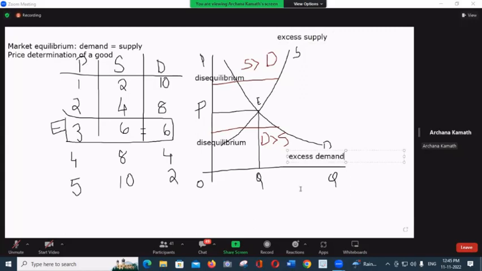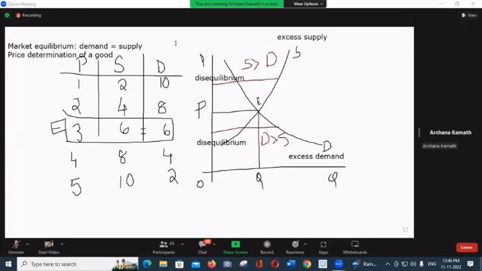Am I clear? So when the price is lower than the equilibrium price, it leads to a situation known as excess demand, or shortage of the commodity in the market. And when the price is greater than the equilibrium price, it leads to a situation known as excess supply. Am I clear? Clear, madam. Okay, so we'll move on to the next one.